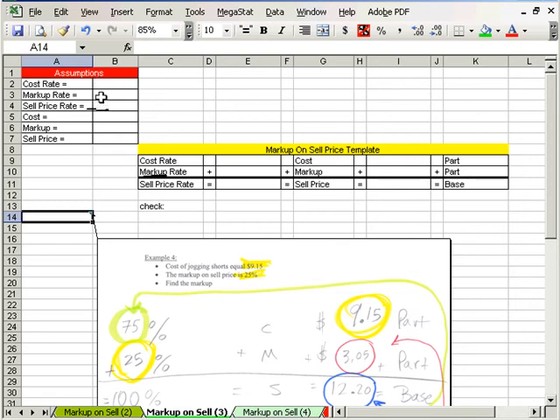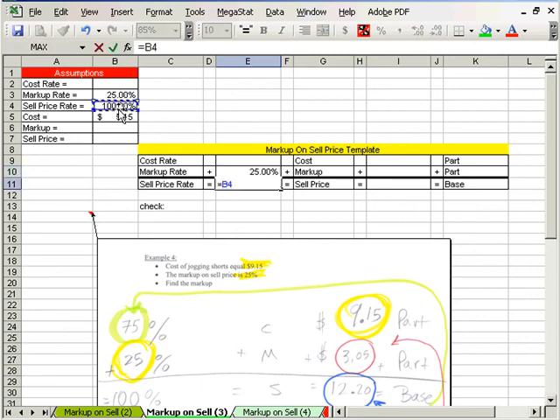Let's go ahead and do this in Excel. Let's go to markup rate. This is on sell price, 25%. And then 100%. That's always the base. The base is 100%. So since our sell price is the base, sell price rate, 100%. The cost, that's what they give us, $9.15. Let's go ahead and put our rates down here. Markup, 25%, enter. The sell price right there, enter. And then our cost.